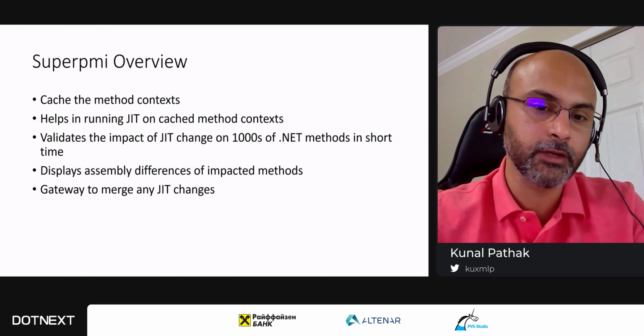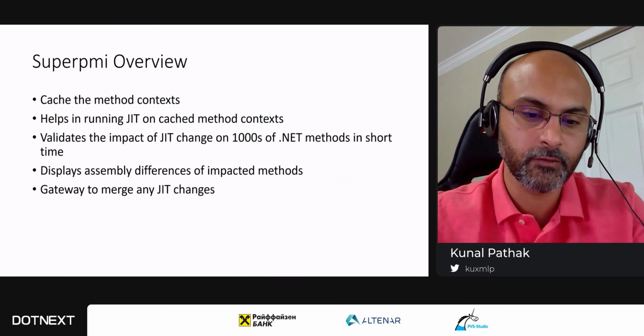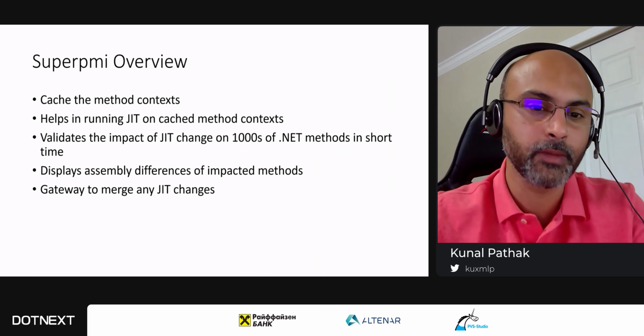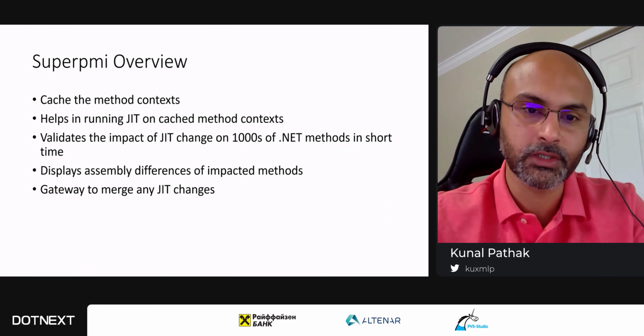So this is really our gateway to merge any JIT changes. If you're sending a PR on .NET runtime to make any JIT changes, probably you will be asked to show the Super PMI result before even merging that PR.